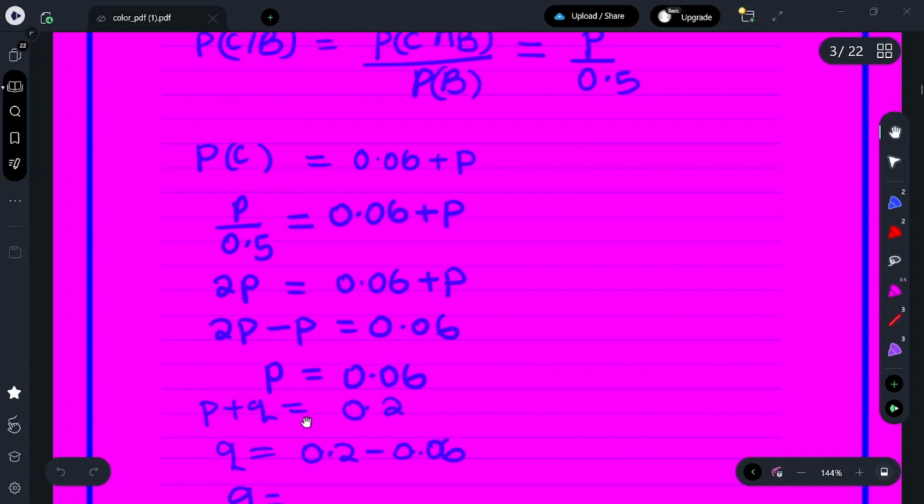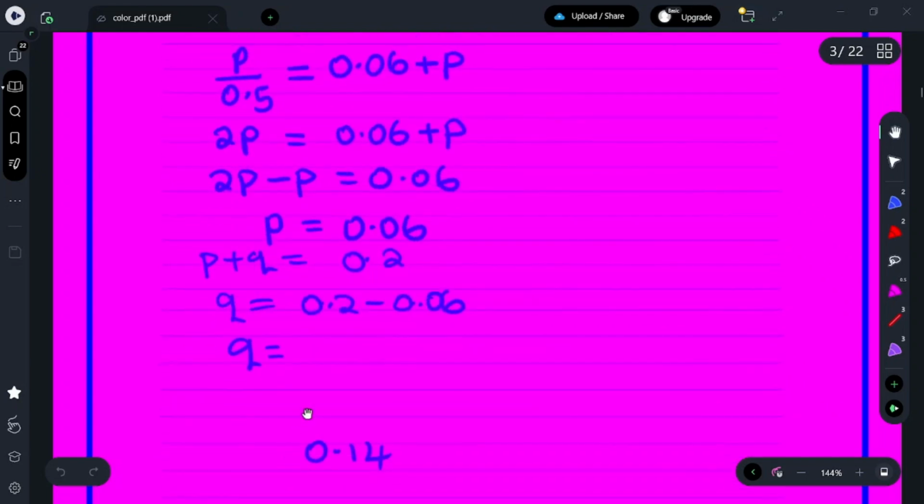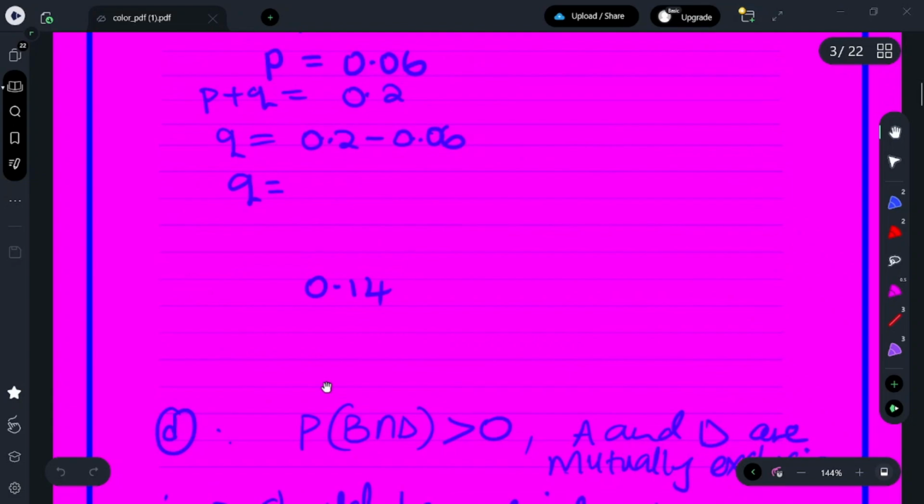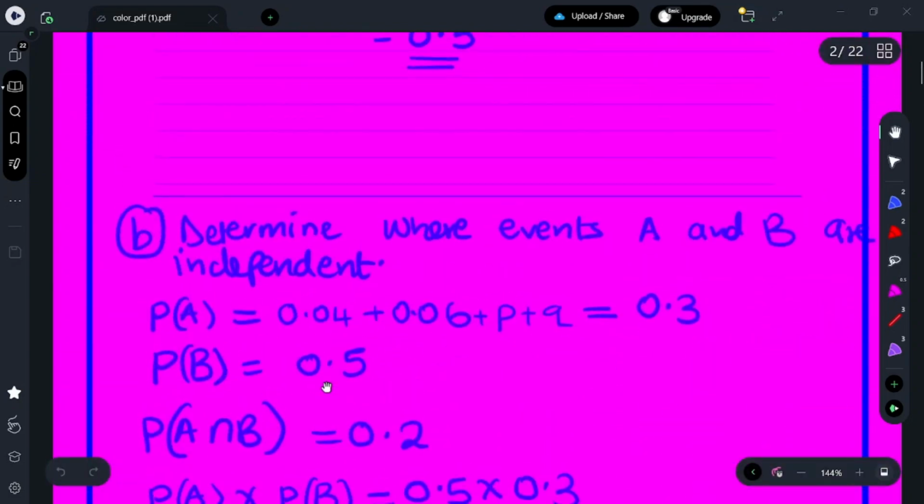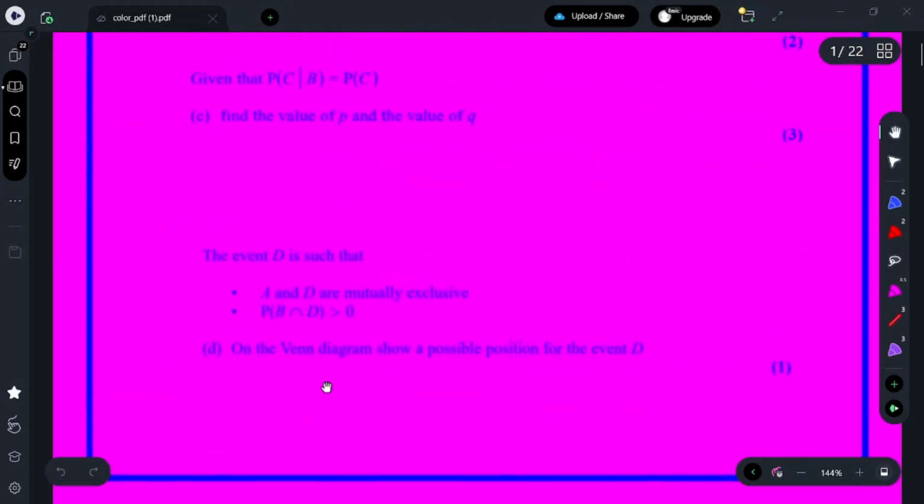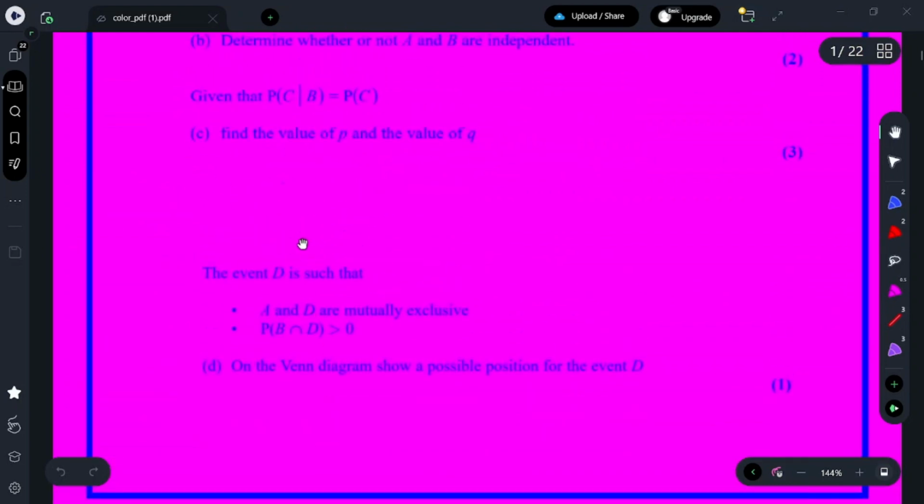So since we already know that P plus Q is equal to 0.2, we can get the value of Q, which is 0.14. And that is done. Then we move to question part C.